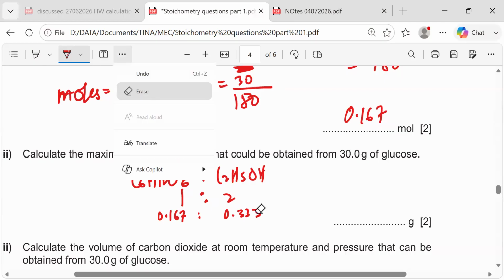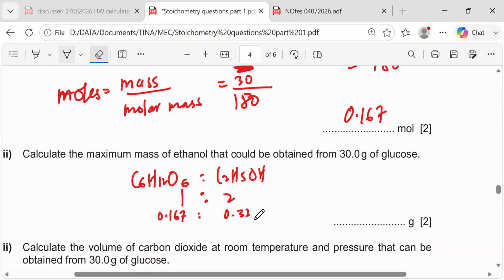You understand that? Because you got 0.1666 and then straight away press times 2, right? You cannot do that. You have to bring forward your value. You cannot just press calculator. This is the problem with all of you guys, because you're so used to the calculator, you don't know the working is important. You have to bring down the correct number.